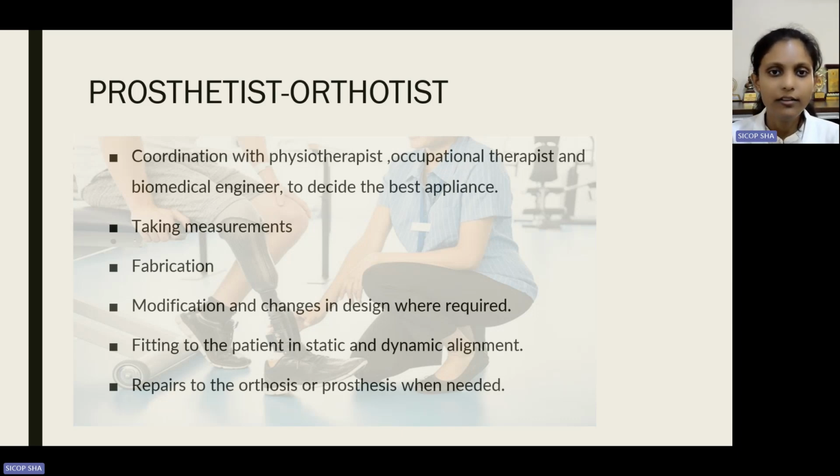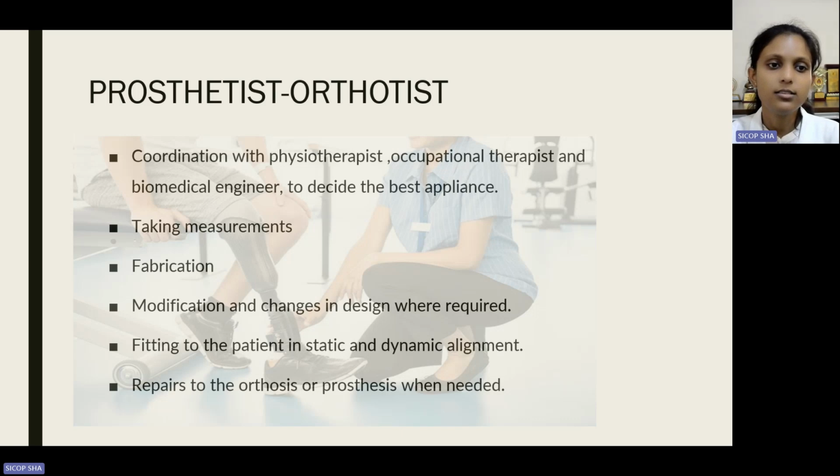So when we send the patient, they first take the measurement, they form the orthosis or prosthesis, whatever has been prescribed or whatever is good for them. For the fabrication they choose the fabric. There are different kinds of fabrication. They choose the best fabrication needed for the patient. Then they modify the changes as well as design whichever is required for the current situation of the patient. Then they may fit it as static or as dynamic. If the patient is moving or is able to move, then the dynamic splint or orthosis or prosthesis is required. They also repair the orthosis or prosthesis whenever it is damaged or repairing is needed.